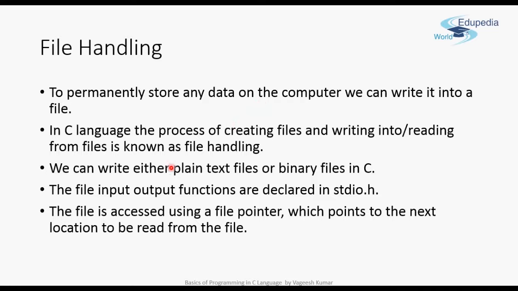In C language, the process of creating files and writing into a file or reading from a file, all these things form a part of file handling. We can write either plain text files or binary files, so there are two kinds of files that you can write. Ultimately everything that is written into a computer is in the form of binary code, but we will understand the difference between plain text files and binary files in the following slides. The file input and output functions are declared in stdio.h.